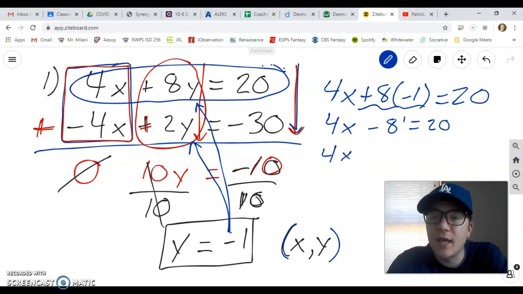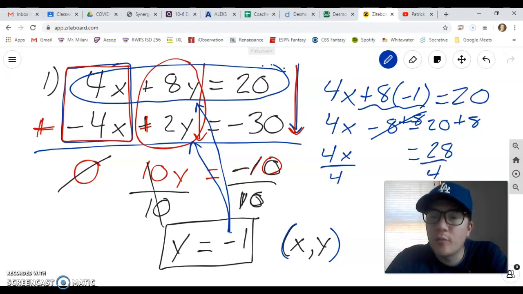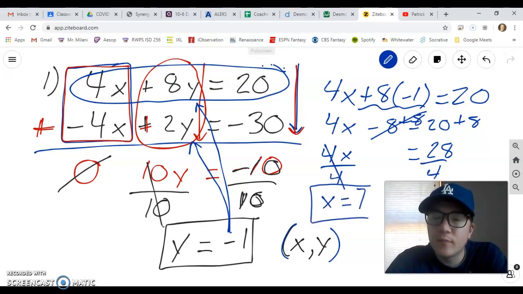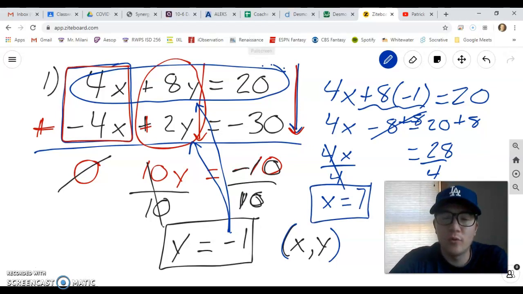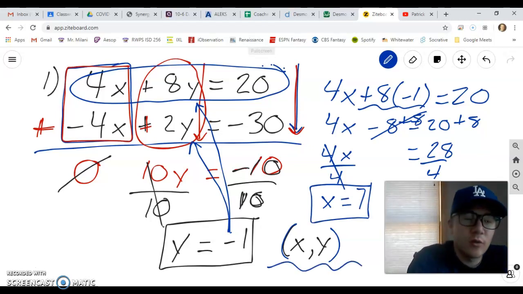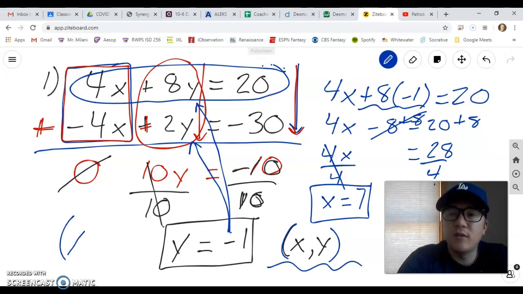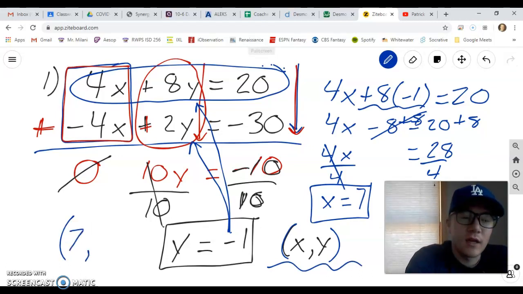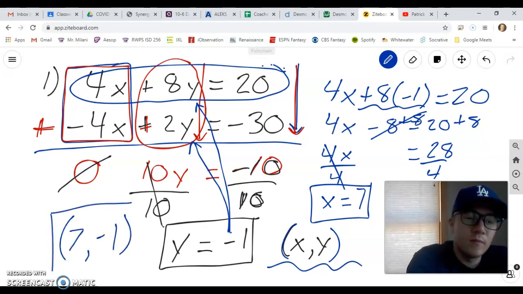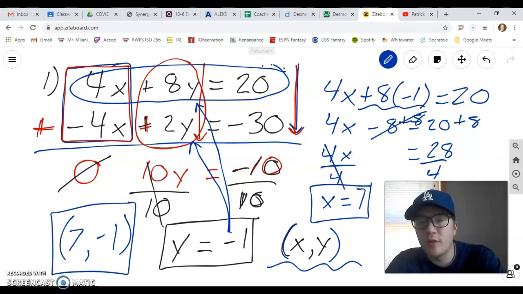4x, now if I add 8 to both sides, they're going to cancel on the left hand side, and the right side is going to be 28. And then when I divide both sides by 4, I end up with x equaling 7. So my ordered pair for the final answer is going to be my x of 7 and my y of -1. And that would be your final answer.